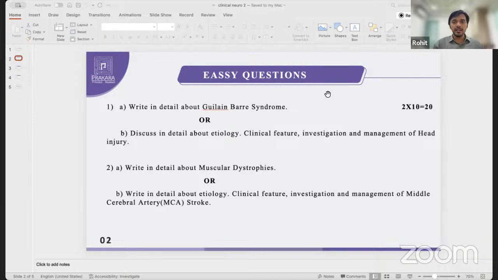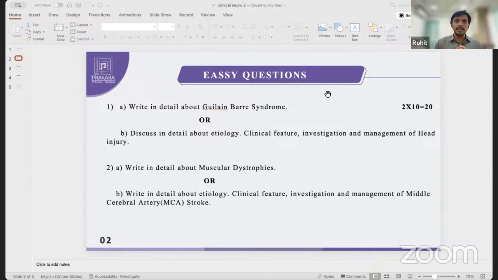So once we have diagnosed it, how do we manage? So there are two main modalities of treating Guillain-Barré syndrome patients. One is intravenous immunoglobulin injections. So we give these injections over a period of 5 days. There is a specified dose according to the body weight of the patient. So we give these injections spread over 5 days.